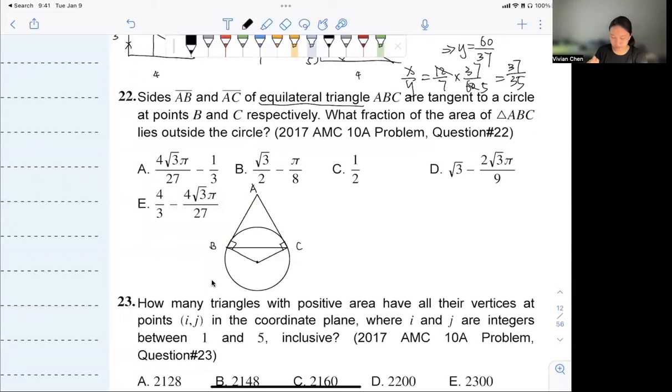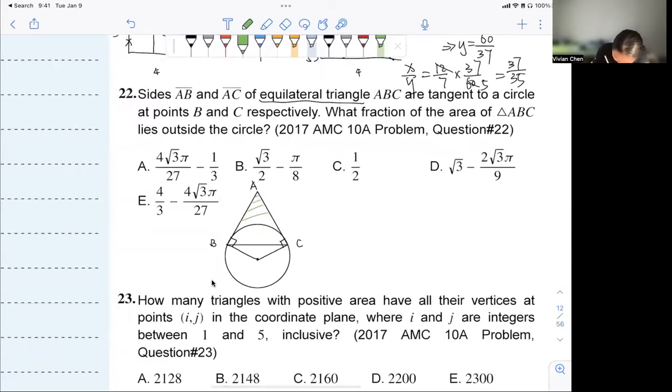Great. Okay, what next? What fraction of the area of triangle ABC lies outside the circle? So it wants us to get the area of this part. Quite difficult to draw. Let me just ignore all the fancy stuff. They want us to get the area of this part divided by the area of the whole triangle.